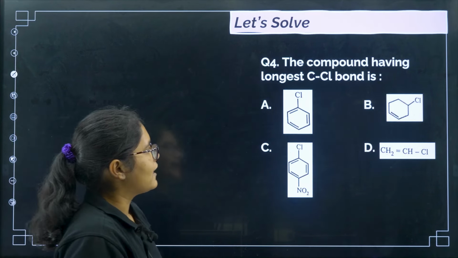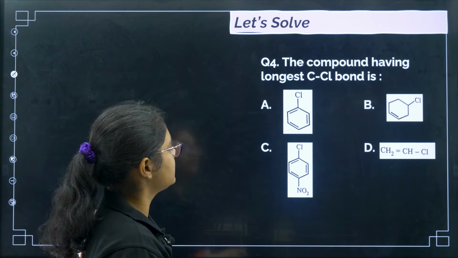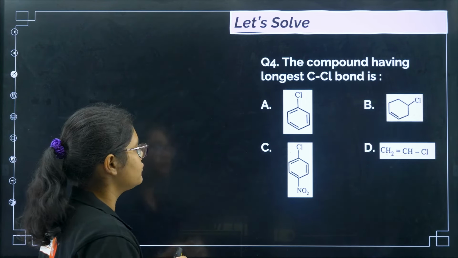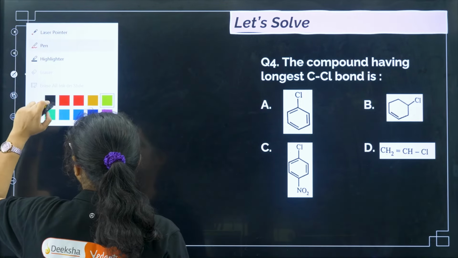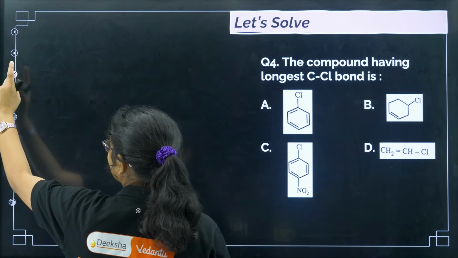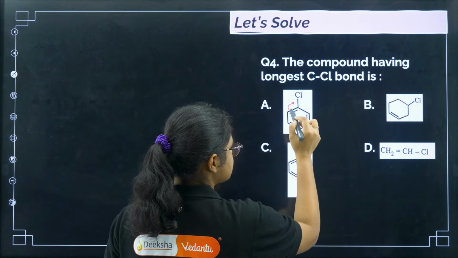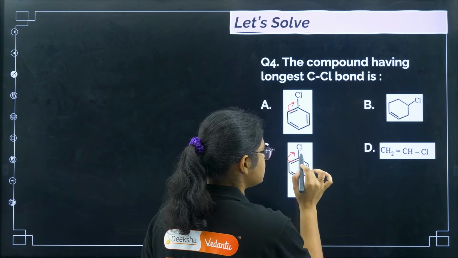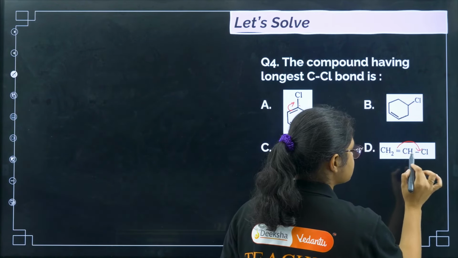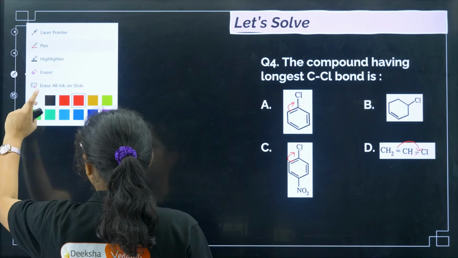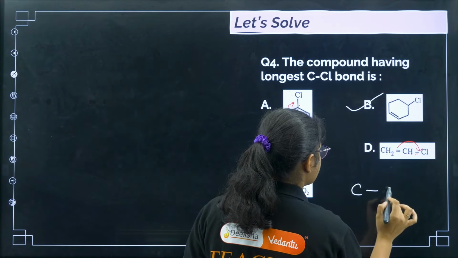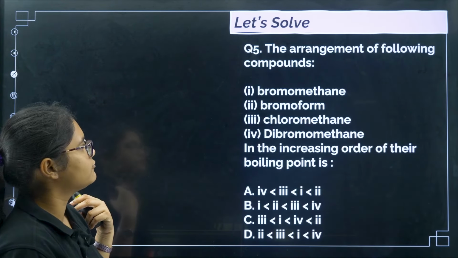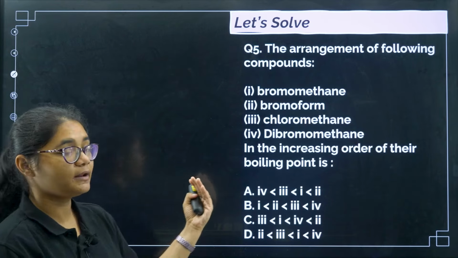Now next one, the compound having the longest C-Cl bond. So if you see the longest C-Cl bond, it depends on the resonating structures, right. So here if you see this compound, here it is a pure single bond. See, here resonance is there, so there is a partial double bond here. Here there is a pure single bond, here there is resonance, so there is a partial double bond here. Here also there is resonance, so there is a partial double bond here. So the correct answer for this question will be option number B because it is having a pure single bond here, okay.